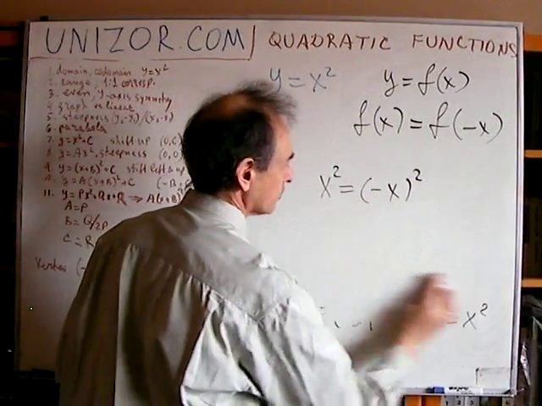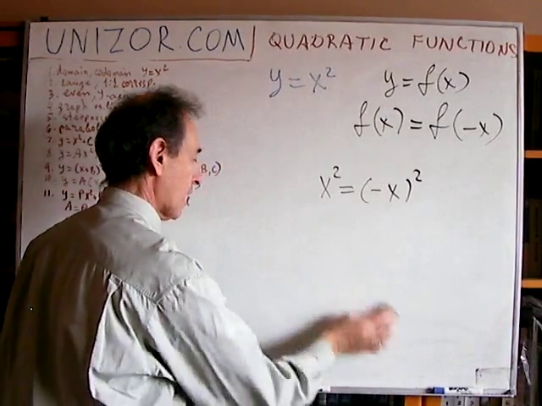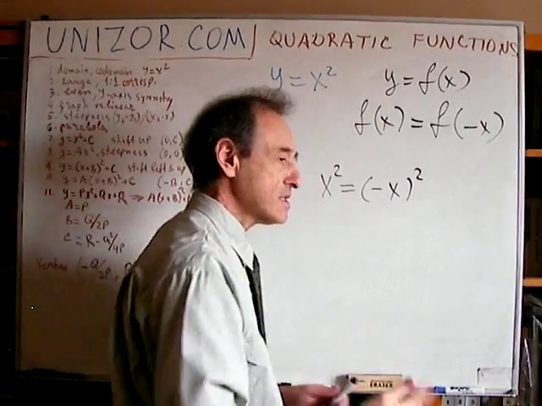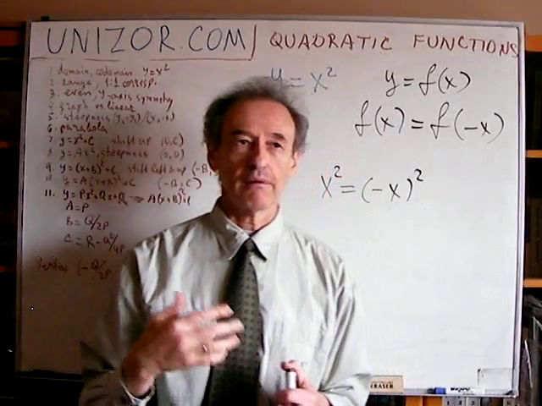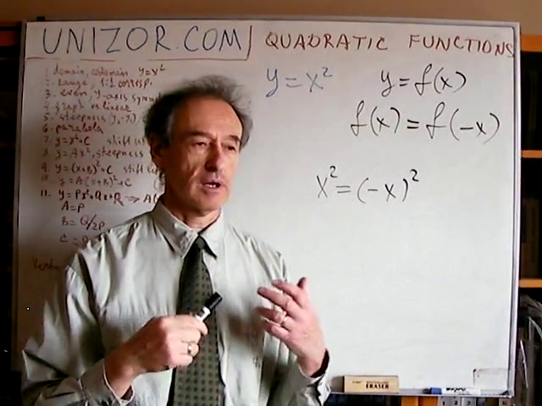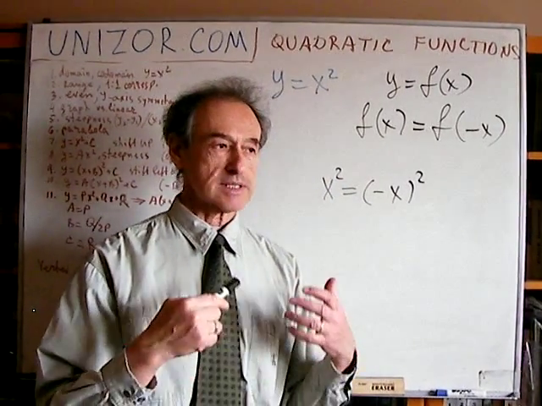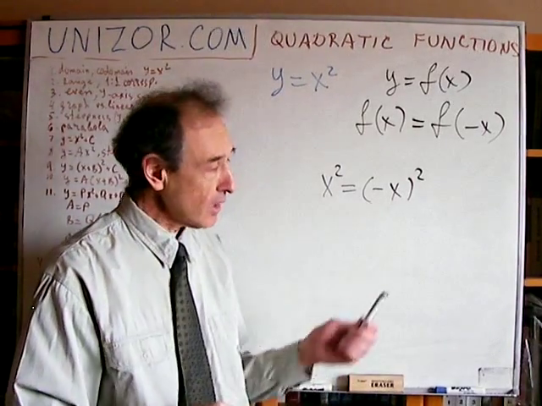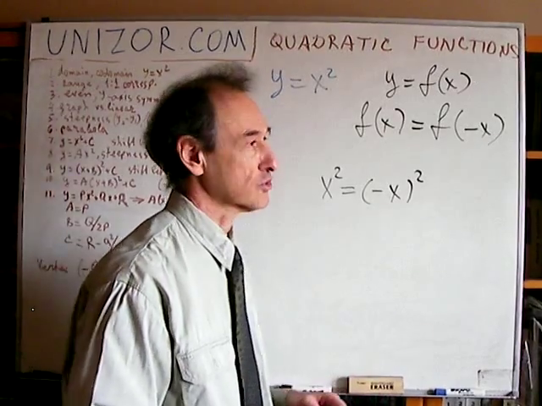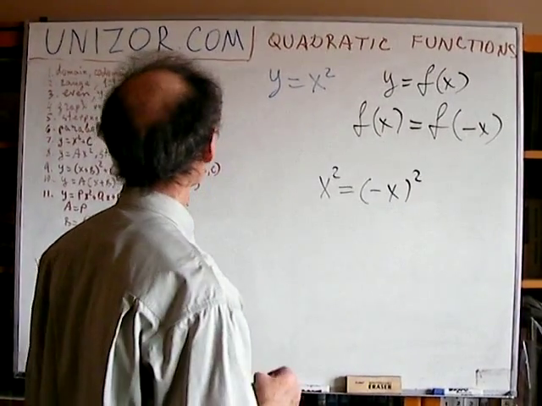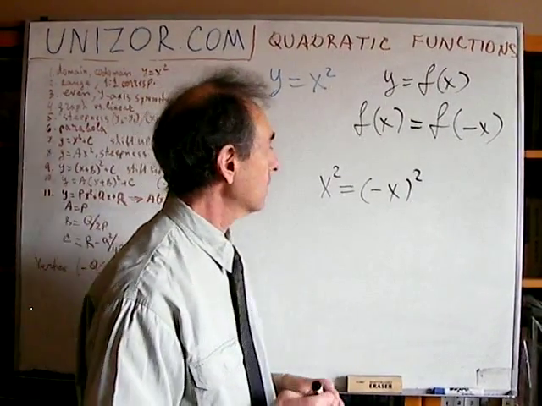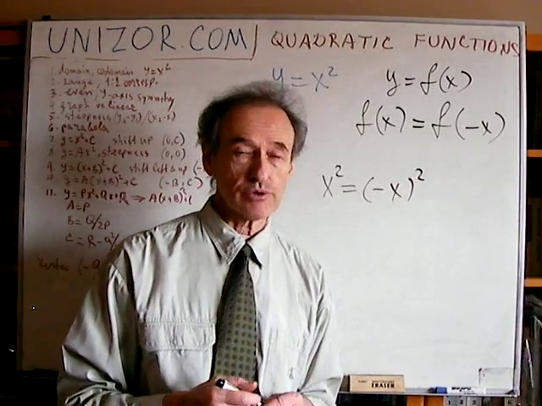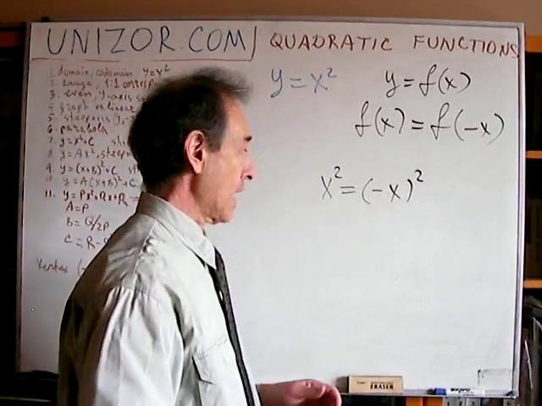Yeah, this is a trivial proof, but look, everything should be logically solid. So if you are stating something, you have to be prepared to prove your point. So I proved my point. This is an even function. Now, since this function is even, then its graph is symmetrical relative to the y-axis.